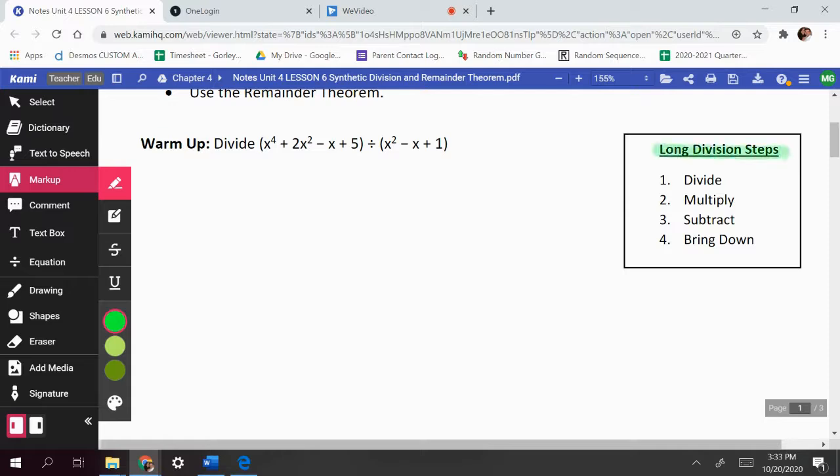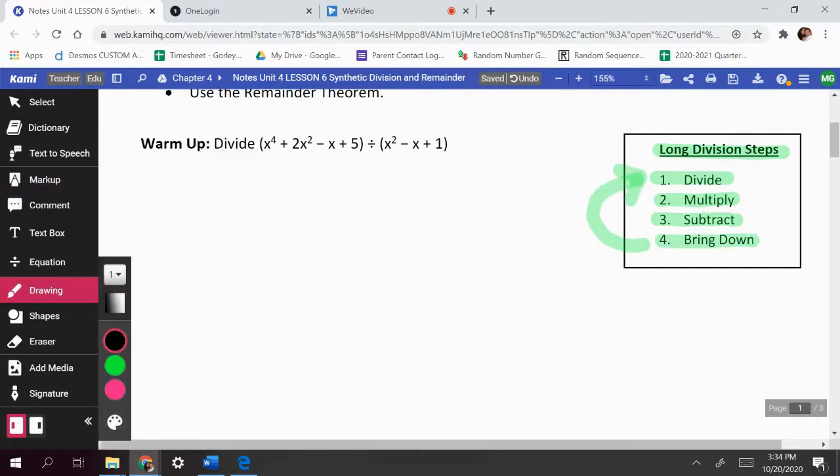So remember, for long division steps, it's divide, multiply, and subtract. Bring it on down and bring it on back. Divide, multiply, subtract, bring it on down and bring it on back.